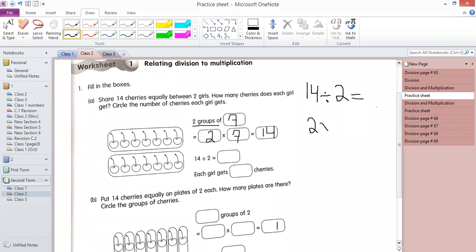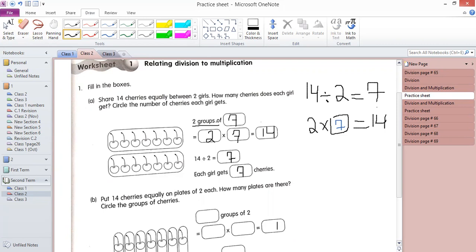So for that, 2 multiplied by what will give you 14? 2 by 1, 2, 2 by 2, 4, 2 by 3, 6, 2 by 4, 8, 2 by 5, 10, 2 by 6, 12, and 2 by 7, 14. So 7 is the answer. So 14 divided by 2 is equal to 7, that each girl will get 7 cherries.